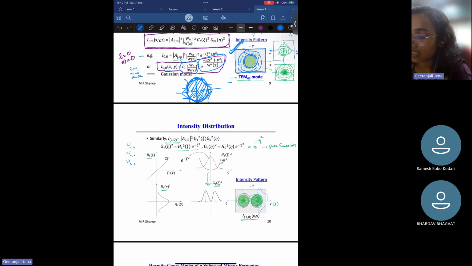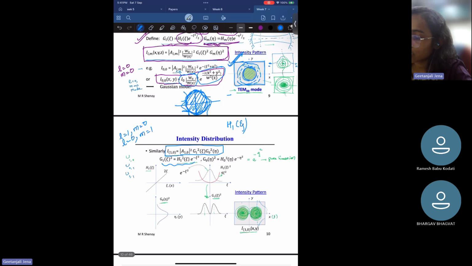Now let us see what the intensity distribution is for the next higher order mode, that is when either L equal to 1, M equal to 0, or L equal to 0, M equal to 1. So for this, we'll have I10. Let us see I10, that is when L equal to 1, M equal to 0. The intensity is given by this expression. Now G1 of zeta is related to the Hermite polynomial H1 of zeta, and H1 of zeta is equal to 2 zeta, right?